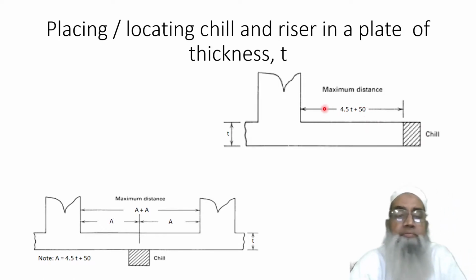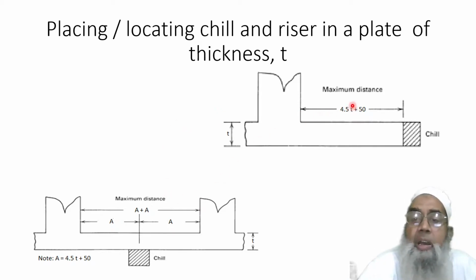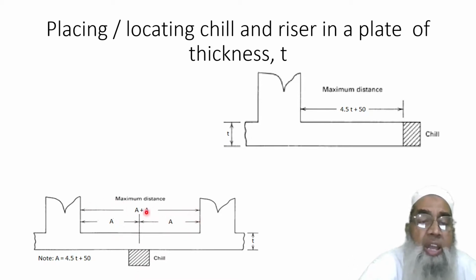Now therefore, similarly, if the chill is there, and this is the distance between, if the two risers are in between and the chill is there, then this much is 4.5t plus 50 plus 4.5t plus 50. Now the maximum distance has increased from 4.5t to this much amount due to the use of this chill.